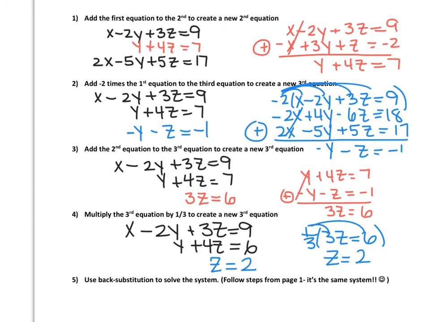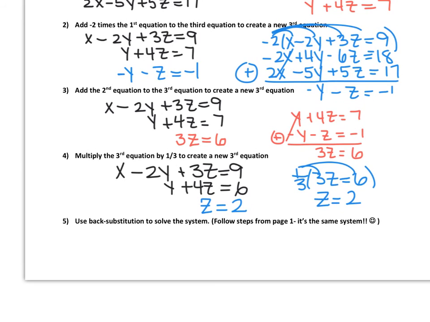And now that I've created my equation in row echelon form, where I have zeros and zeros, I can now use back substitution to solve. So I have z equals 2, that's definite, and this problem is exactly the problem on the front page. So you're just going to use back substitution, just like we did. Plug in z is equal to 2 into here.